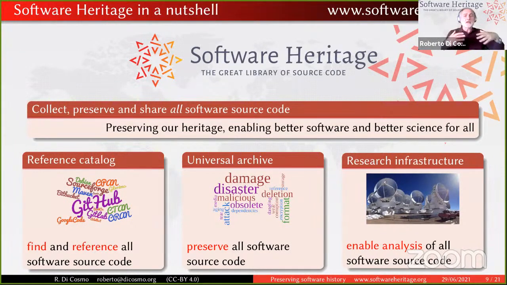We actually need an infrastructure that allows us to enable the analysis, massive analysis of the evolution of software source code over time, which is still another way of doing history, massively. And in some sense, we need to build a very large telescope to observe the galaxy of software development, and we still do not have it.